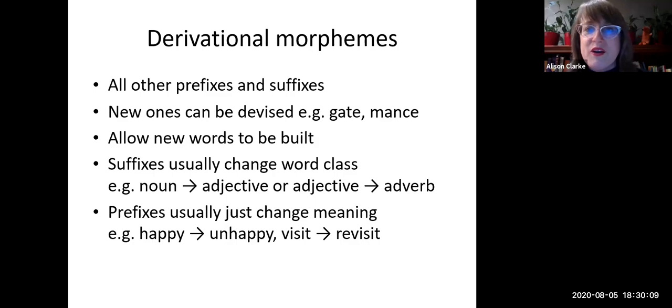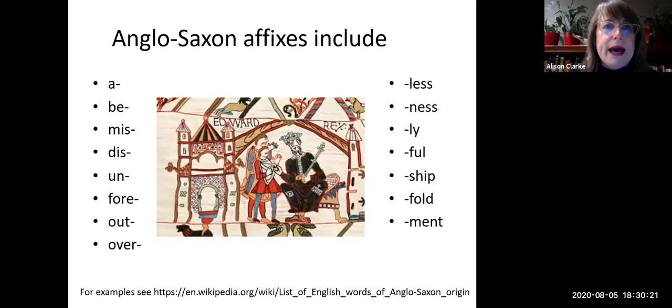So you can create all new words with derivational morphemes, and suffixes usually change the word class, prefixes usually change the meaning, for example, by reversing them. I don't know that this is new. I just wanted to put this slide in because of the lovely sword there, some of the lovely things that you see in old art, not really ancient. And those kinds of suffixes come from Anglo-Saxon, the original basic language that English is based on.